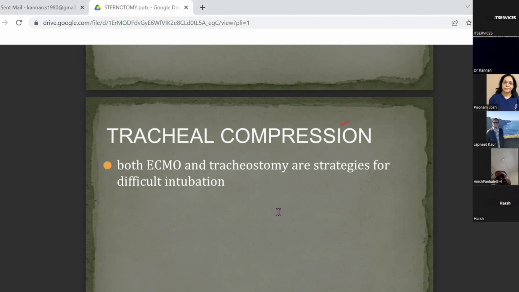We had one or two patients in which we started the surgery with ECMO. Then we exposed the trachea well. Then we identified the component where it is collapsing. Then we did a tracheostomy. Then we completed the surgery. So planning the surgery when there is tracheal compression is quite critical.